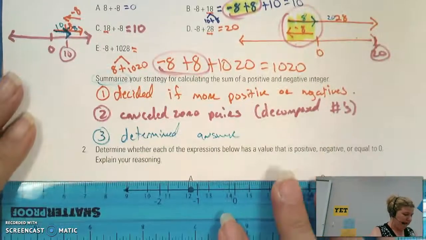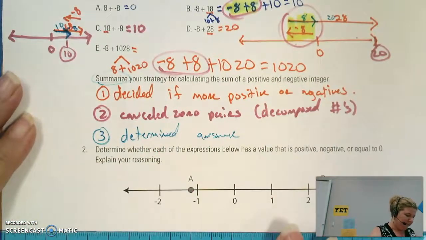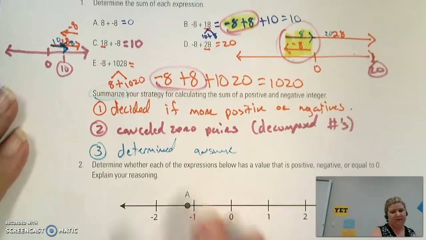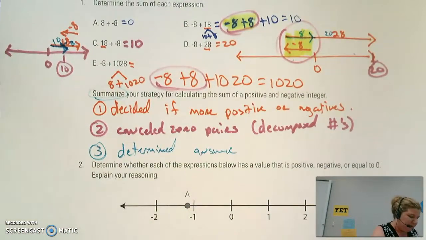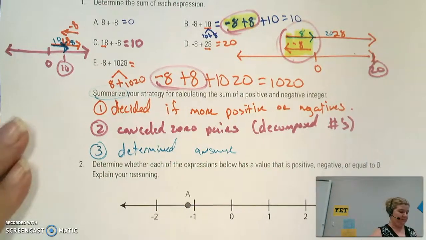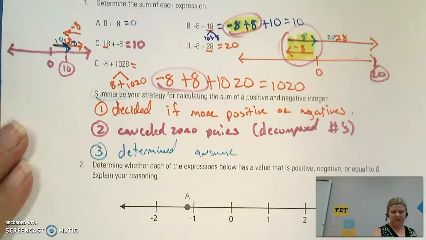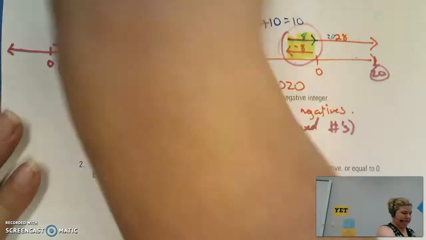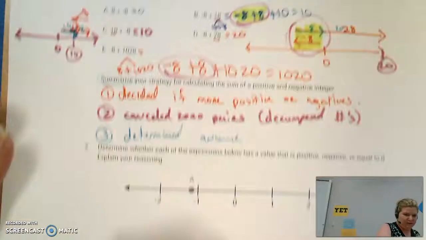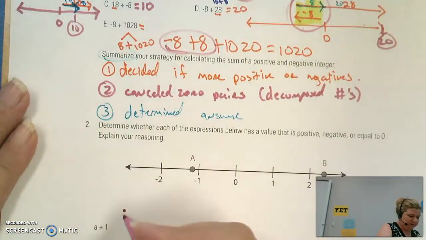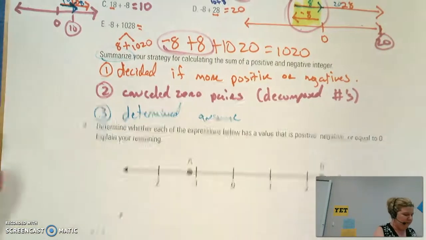So, next we have this number line. And what I'm going to do is determine whether each expression is positive, negative, or equal to 0. Okay. There should be a chart here. Your paper has a chart. I don't think mine does. That's okay. I'll just work them out like this.